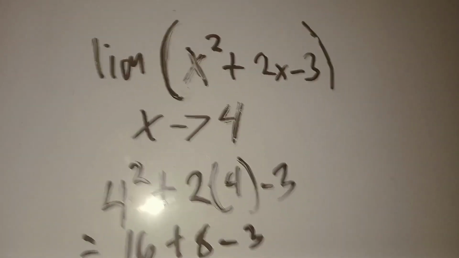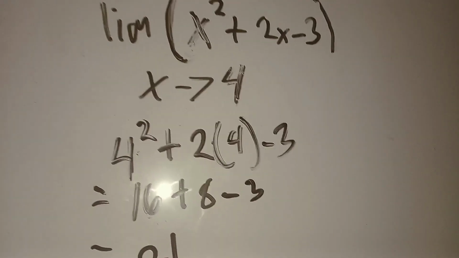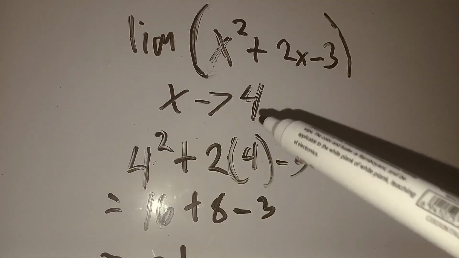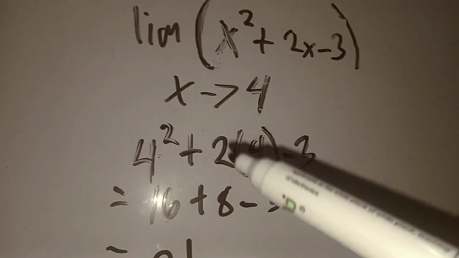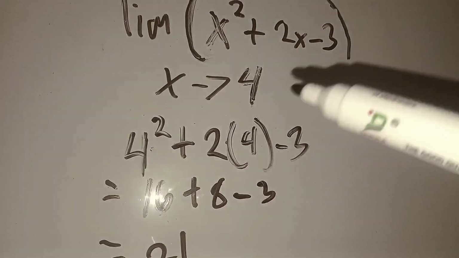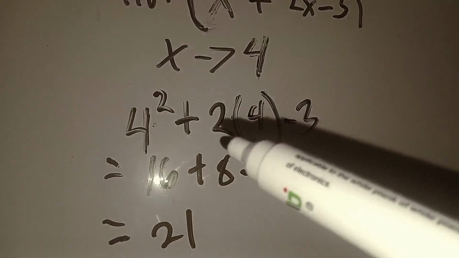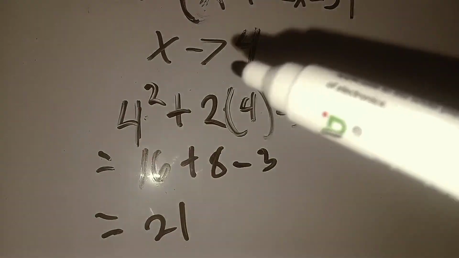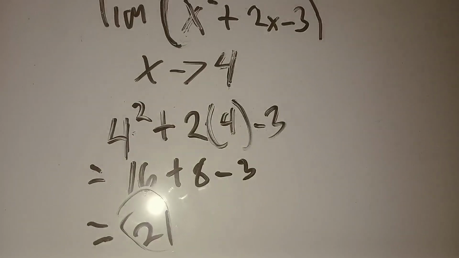Example: the limit of x squared plus 2x minus 3 as x approaches 4. So, ginawa lang natin dito is pinalitan natin lahat ng x dito sa x, which is yung 4. So, magiging 4 squared plus 2 times 4 minus 3. So, 4 squared is 16, 2 times 4 is 8, then minus 3. And then, saka lang natin siya i-simplify, which ang sagot is 21. That's how simply you solve this.